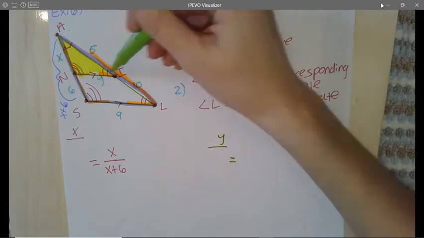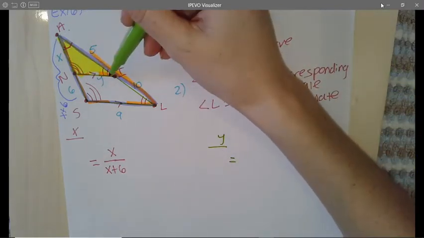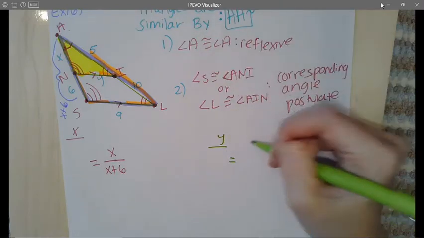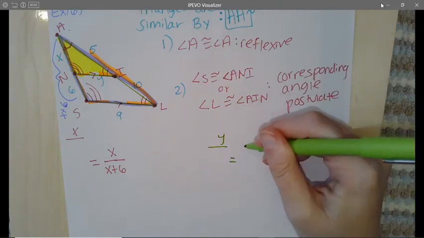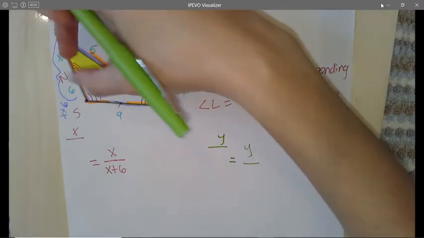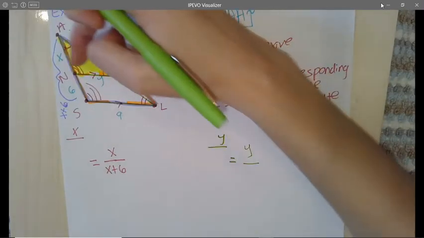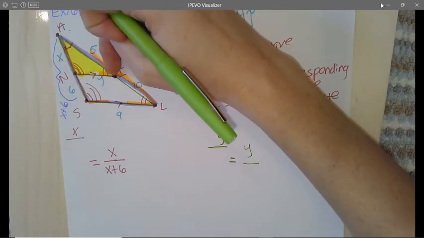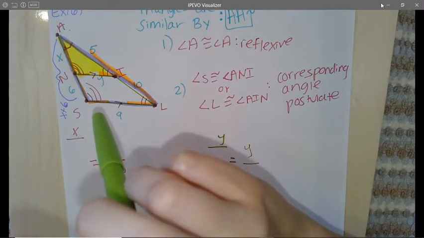So y is in between my 3 arc and my 2 arc, and it's in the small triangle, so I'm putting the smaller triangle sides in the numerator. So I have y over which side of my big triangle has the 3 arcs and the 2 arcs. Holy hot dog, it would be the 9.